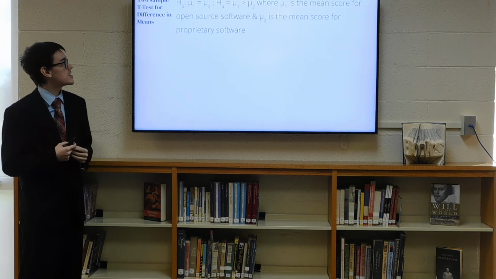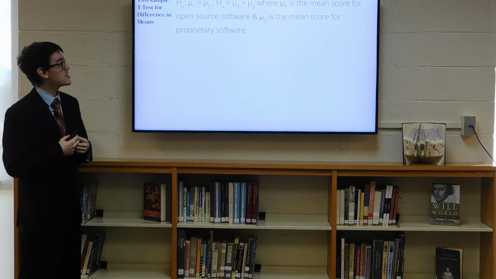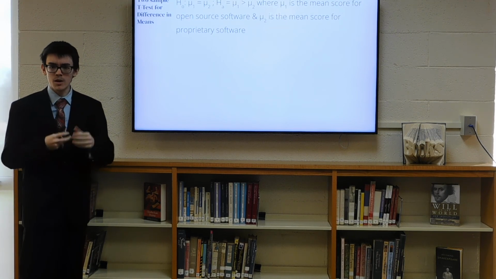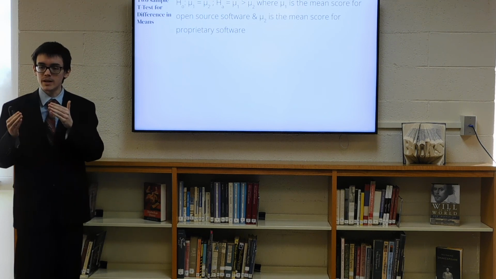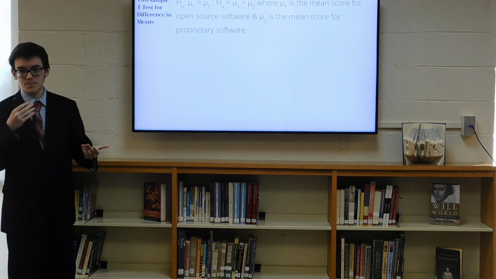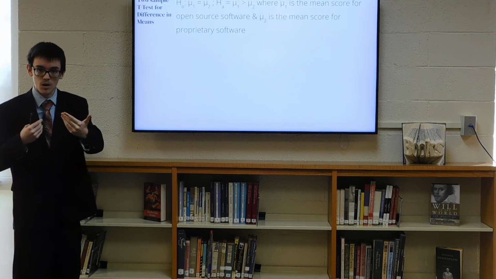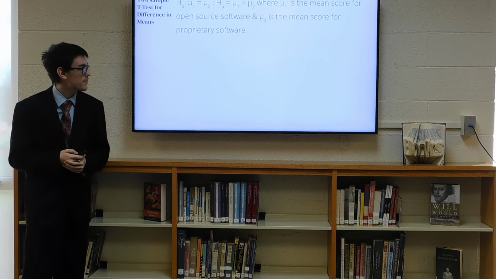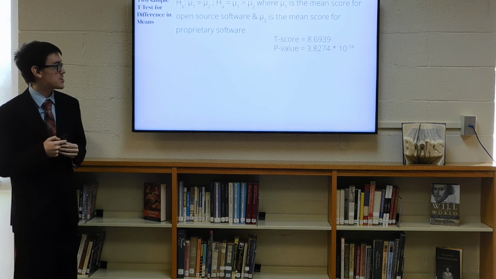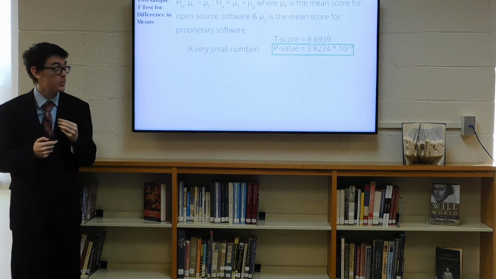Our null hypothesis is that mu1 is equal to mu2. Our alternative hypothesis is that mu1 is greater than mu2. Essentially what this means is that we're assuming that there is not going to be a difference in the mean scores between open source and proprietary, but we're trying to prove that open source does score higher because that is our hypothesis. After doing the calculations, I got a t-score of 8.6939 and this extremely low p-value.